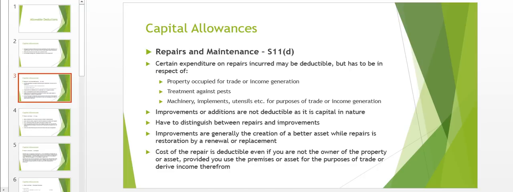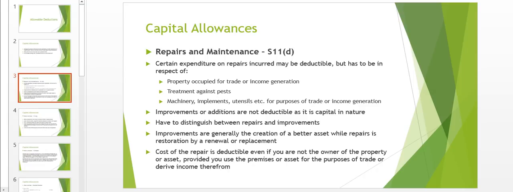Okay, and these repairs can be for treatment against pests, but it can also be for repairs and maintenance on machinery, implements, and utensils. So again, this has to be for the purposes of trade or income generation. So any improvements or additions are not deductible as it is of a capital nature. Okay, so repairs are deductible if they relate to trade or income generation, but any improvements or additions are not deductible because that's something of a capital nature. So you have to distinguish between what is a repair and what is an improvement.